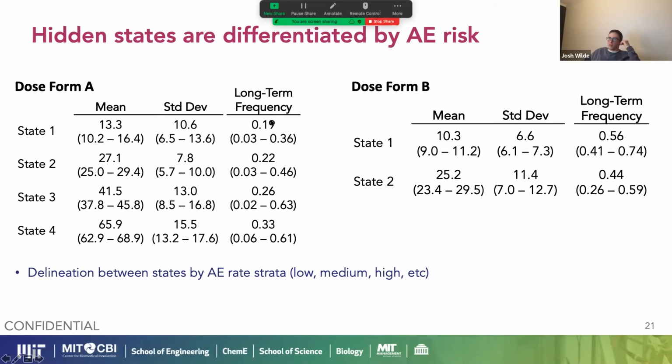We can also get a sense of how frequent each of these states are in a long-term sense via the stationary probabilities of the Markov transition matrix, and they're all roughly the same, although there's quite a bit of uncertainty around these stationary probabilities. I see the same phenomenon in dose form B, where we see a pretty clear delineation between a low risk state and a high risk state. And it's important to remember that the differences between these two states are not imposed at all via constraints prior to estimation. So the delineation between these states comes out naturally from.